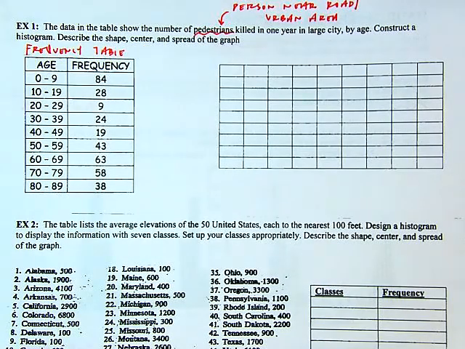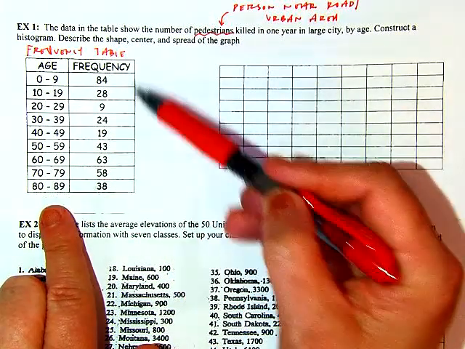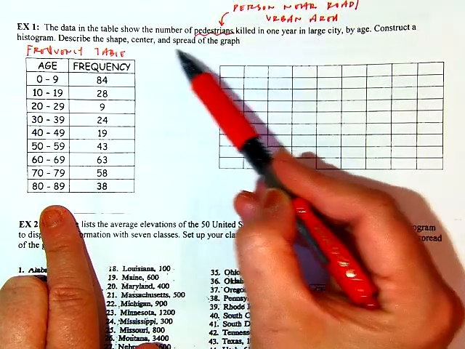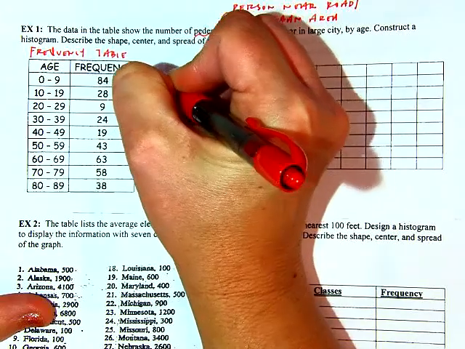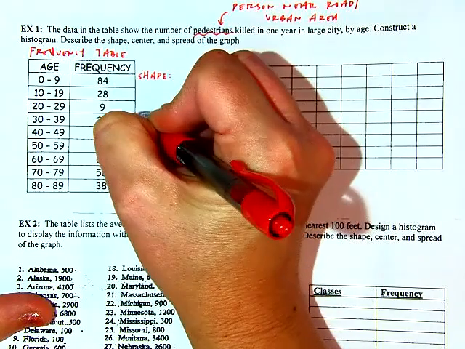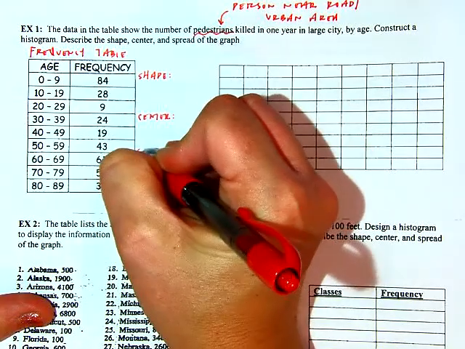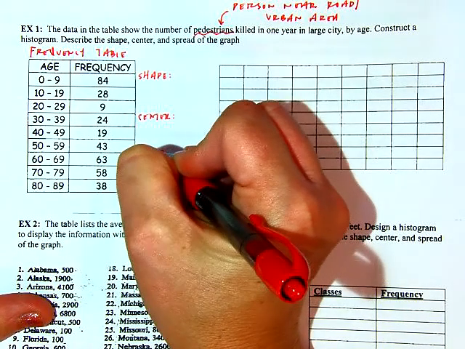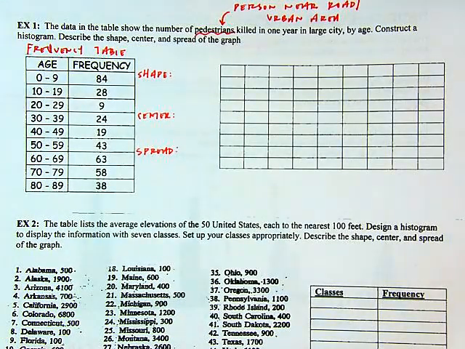All right, we want to build a histogram. What's really nice is that we're already given our classes, and then we want to talk about the shape, the center, and the spread. So here I'm going to write shape. And then here center, as well as the spread. Okay, so I'm just getting myself organized.